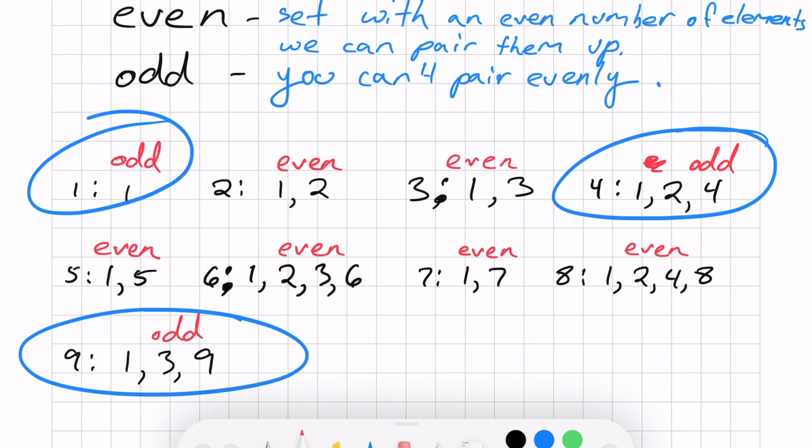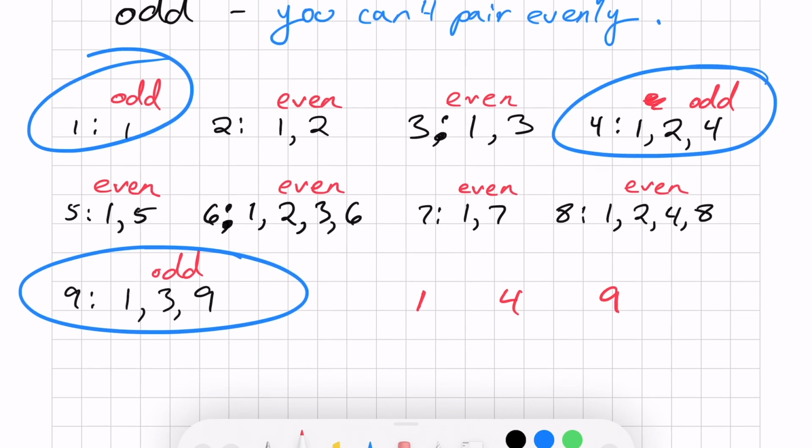Okay, what do you notice about all of the ones that have odd numbers of factors? So I have 1, 4, and 9. So I'm hoping that you noticed that 1 times 1, right? 2 times 2, 3 times 3. This is what makes it odd, and it is also what makes it a perfect square. So any perfect square will have an odd number of factors, and any number that has an odd number of factors will be a perfect square.